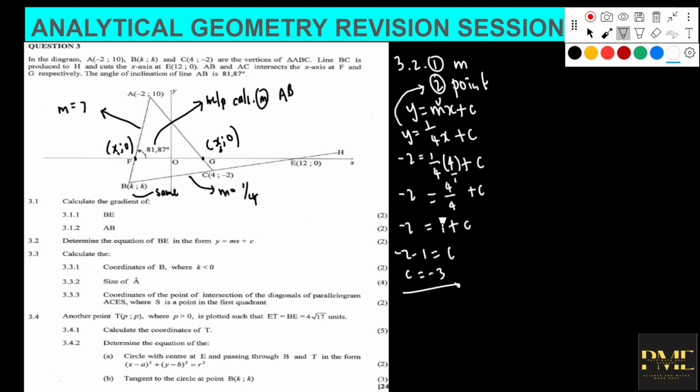Okay, so feel free to skip steps as long as you understand what you're doing, right? I just wanted to expand to make sure that nobody at home is left behind. So therefore our equation, you now substitute back the gradient and c, then y and x are written as they were. So our equation will be y is equal to 1 over 4x minus 3, right? So we got our equation.